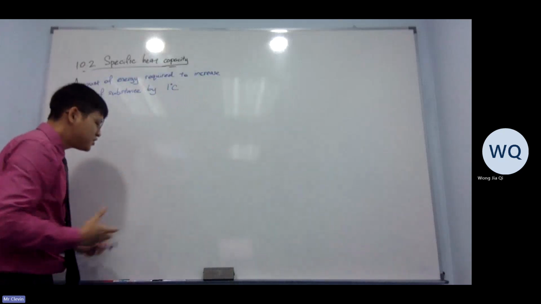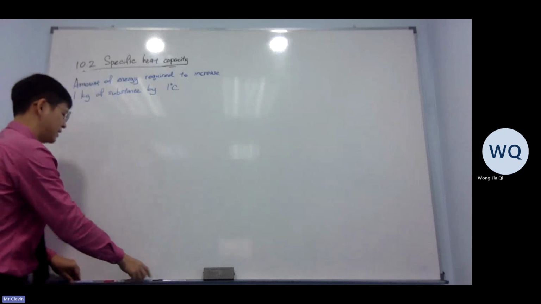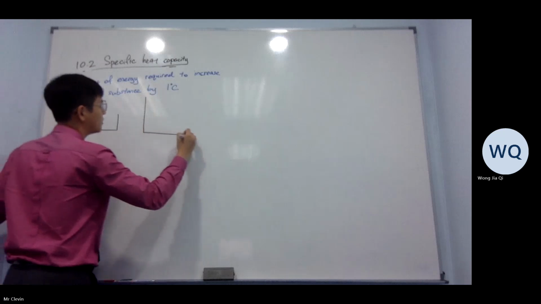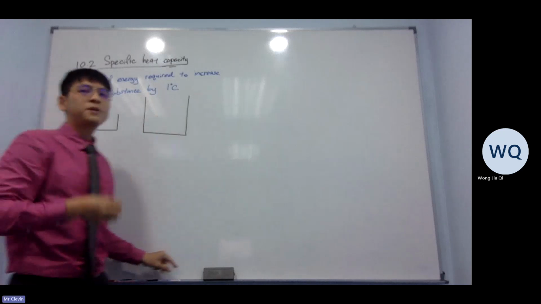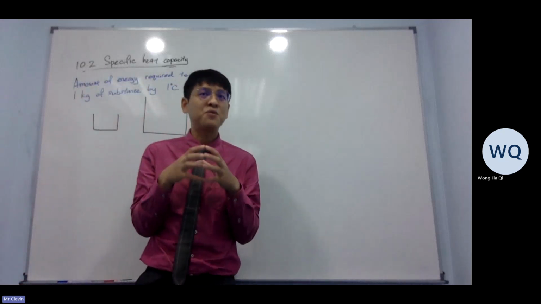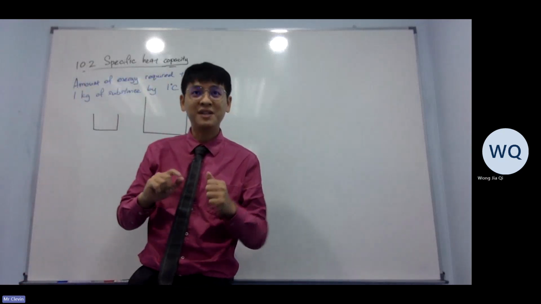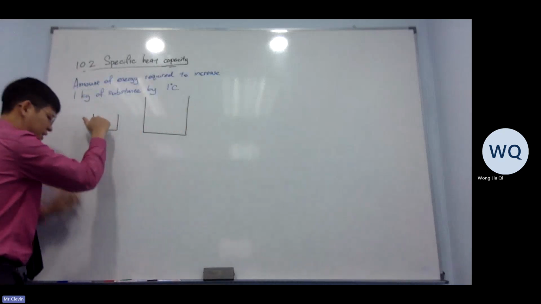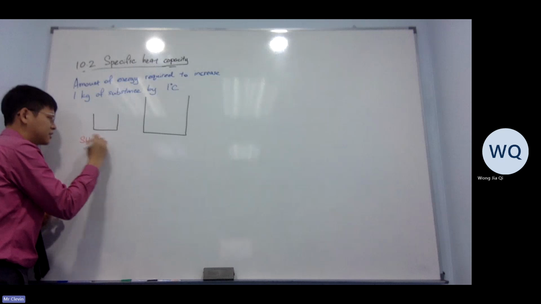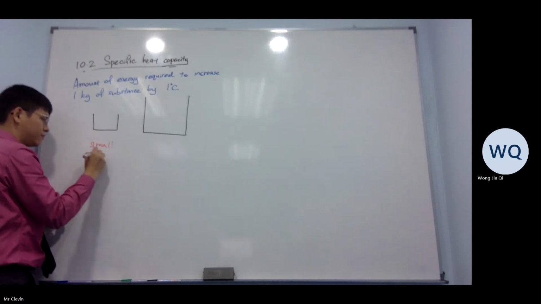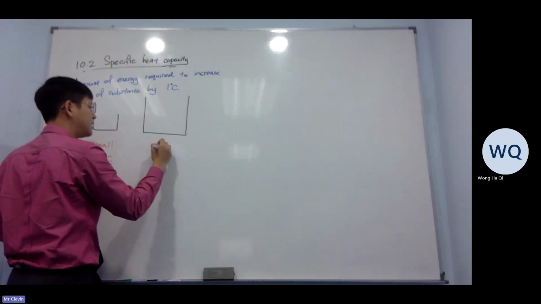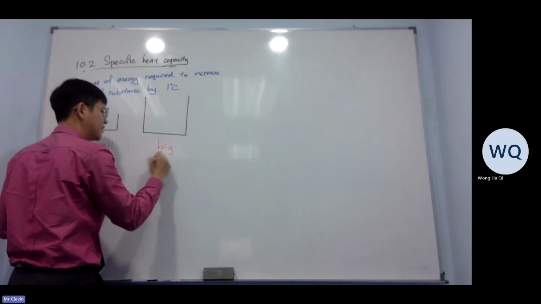Now, imagine there are 2 cups here. Cup number 1, smaller. Cup number 2, bigger. Specific heat capacity tells us how much energy you can store to increase 1 degree Celsius. Logically thinking, I'll write the short form here: this one's specific heat capacity is smaller, and this one's specific heat capacity is bigger.